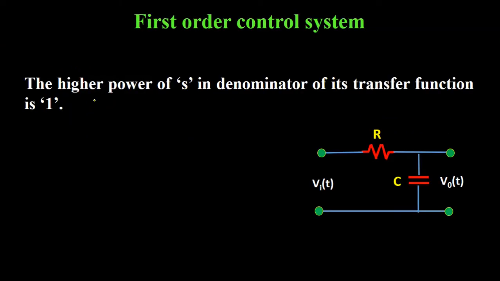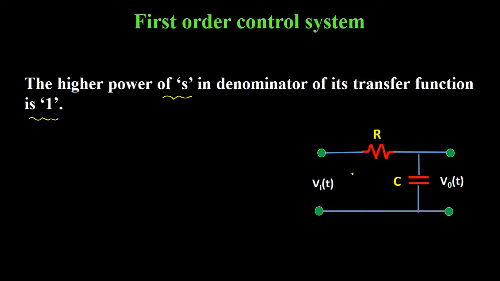We know that the order of the system is the highest power of s in the denominator of the transfer function of the system. So in the first order control system, the highest power of s in the denominator of its transfer function is equal to 1. This is the circuit diagram which represents the first order control system.